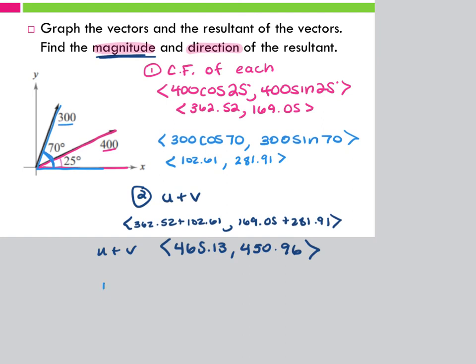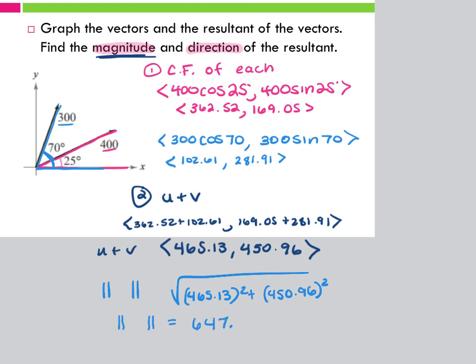So I do the square root of 465.13 squared plus 450.96 squared, which is 647.85. So that's the first one. What's the magnitude of the result?